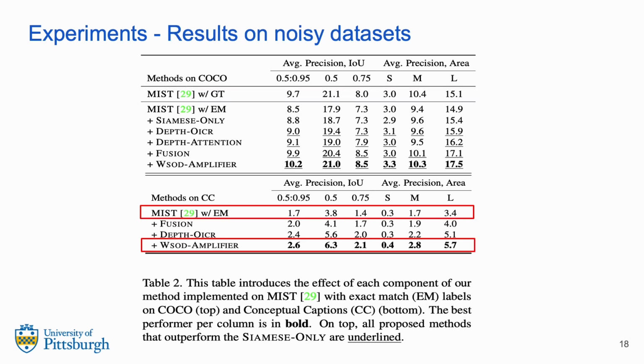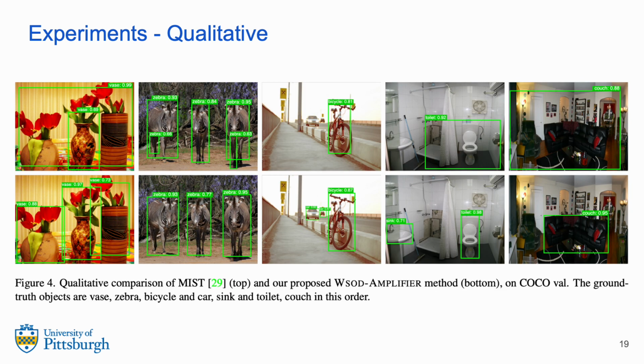Finally, we experiment on the Conceptual Captions dataset, which includes noisier captions than the COCO dataset. Our amplifier method successfully boosts the results. Notably, we use the same depth priors calculated in the COCO dataset, but apply them to the Conceptual Captions dataset. This demonstrates that our depth priors are generalizable across datasets.